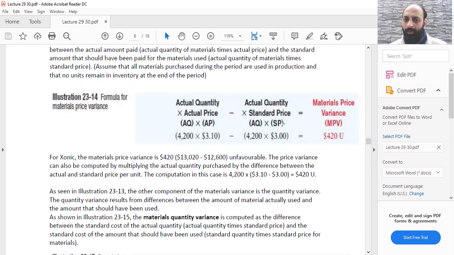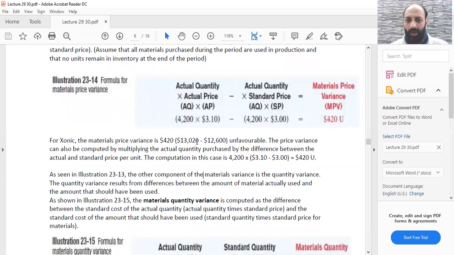So in this you should know three things. You should know the actual quantity, actual price, and standard price. And why should we know the actual quantity and actual price? Because we are doing the material price variance. Price means we look at the amount that was paid and the amount that should have been paid. That is why whenever we talk about material price variance, along with actual quantity you will require both actual price and standard price. So for material price variance you need actual price and standard price with actual quantity.